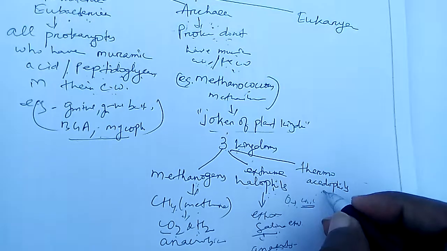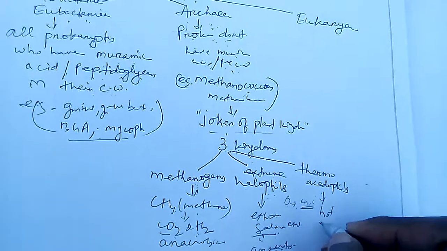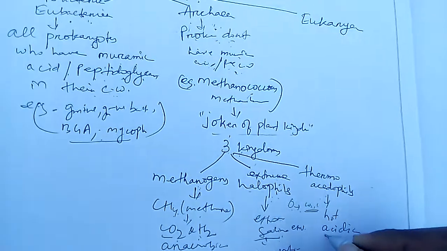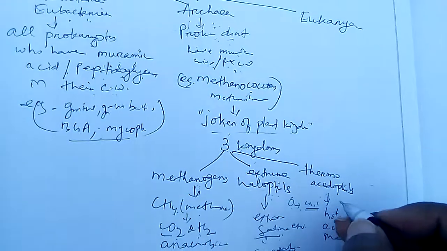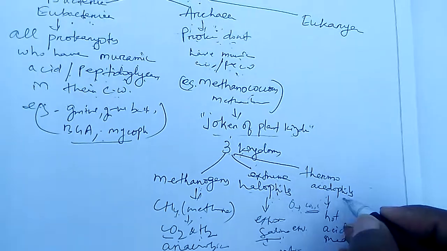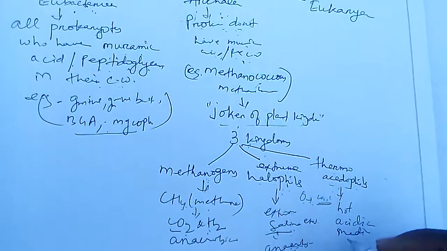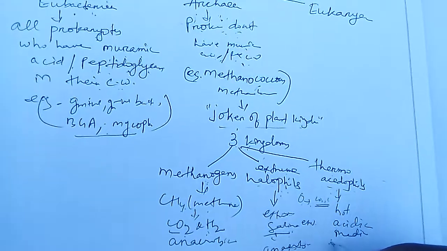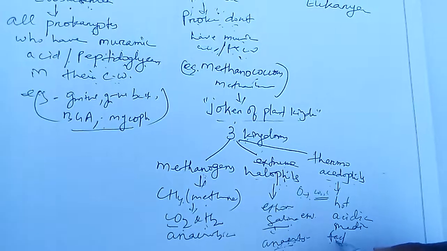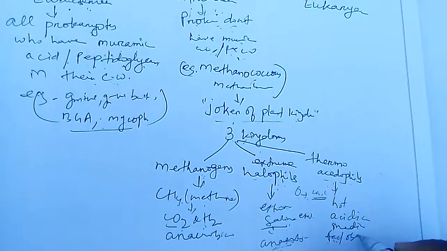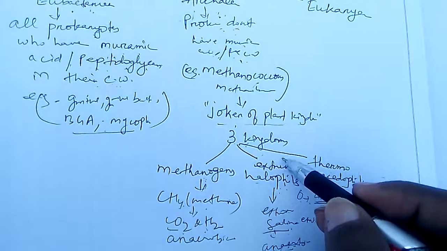Then thermoacidophils means they can survive in hot acidic medium. Thermo refers to temperature, acidophils refers to surviving in the acidic medium. They are generally facultative or obligate anaerobes. Facultative means 50-50: sometimes they require oxygen, sometimes they do not. And obligate means 100% anaerobic bacteria. Okay, so these are the 3 kingdoms under archaea.